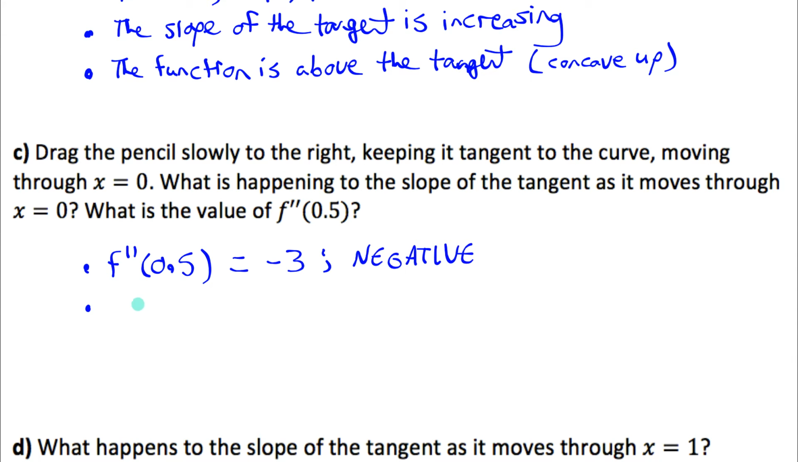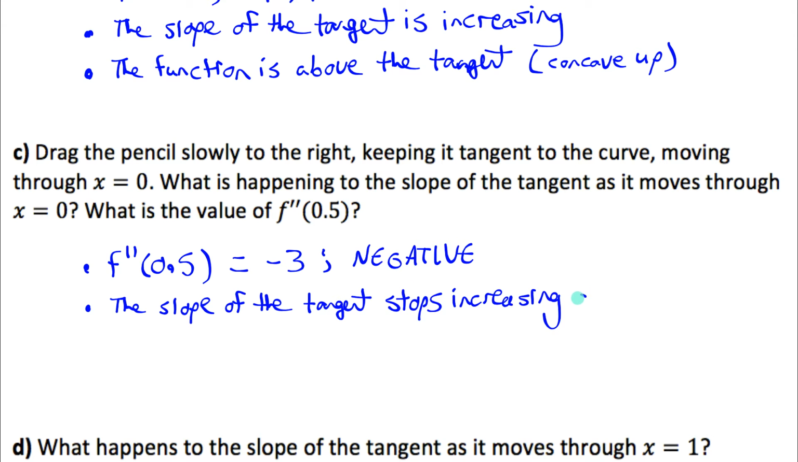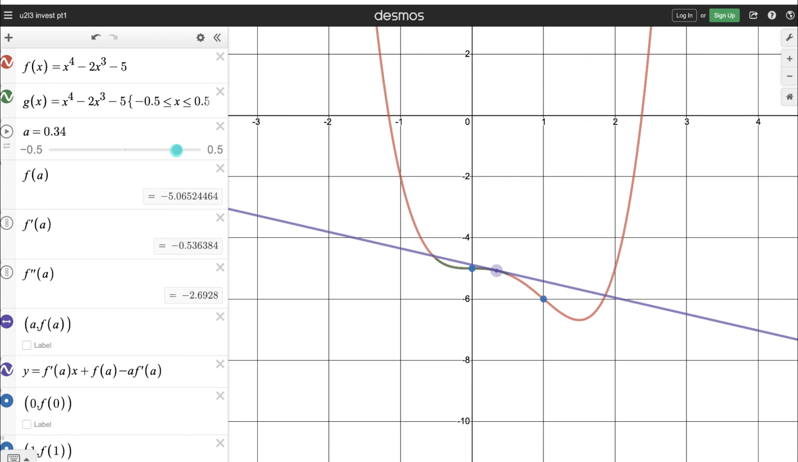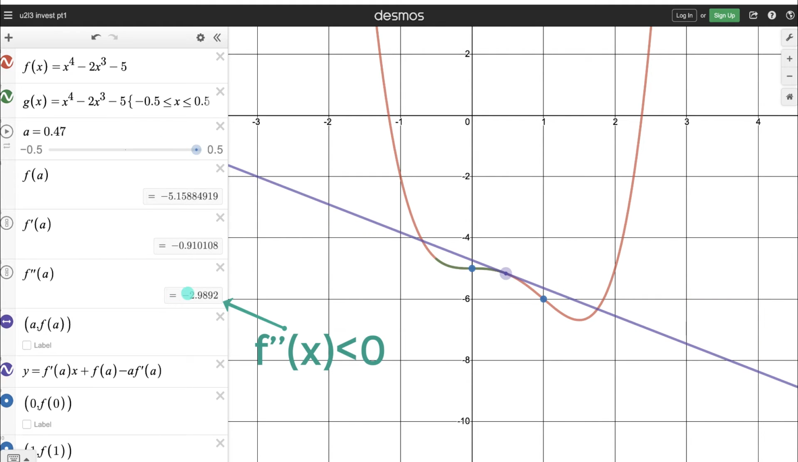As we move through an x value of 0, the slope of the function, which I'll write as the slope of the tangent, stops increasing and starts decreasing. That's why at an x value of 0.5, the second derivative is negative, because at that point, the slope of the function is decreasing, right? After an x value of 0, the first derivative tells us that those values are decreasing, which is why the second derivative is negative. The second derivative values tell us how the first derivative values are changing, just like how the first derivative values told us how the original function's values were changing.